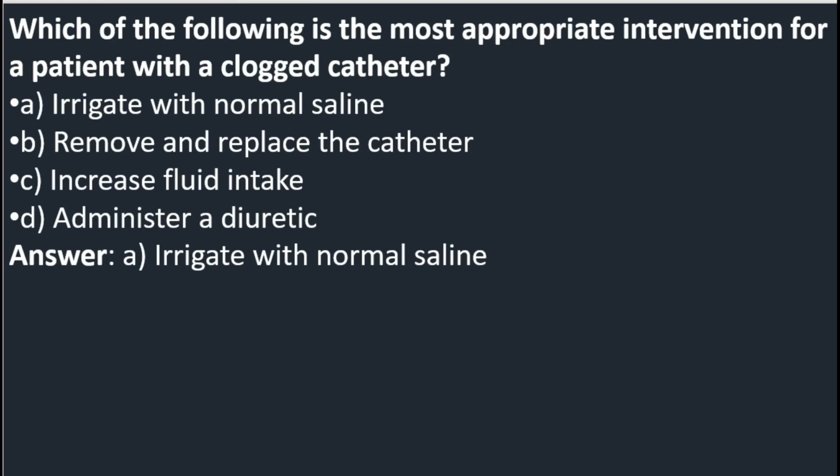Question 5. Which of the following is the most appropriate intervention for a patient with a clogged catheter? Option A. Irrigate with normal saline. Option B. Remove and replace the catheter. Option C. Increase fluid intake. Option D. Administer a diuretic. Answer is A. Irrigate with normal saline.